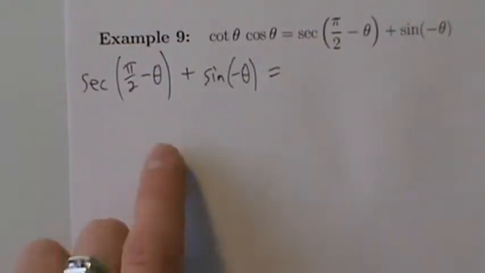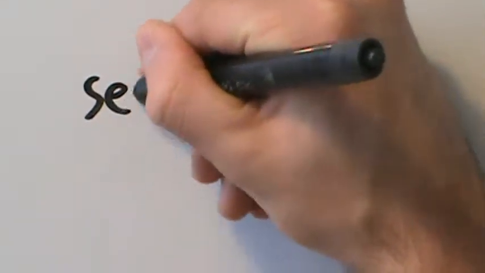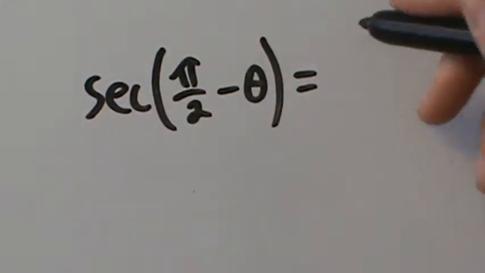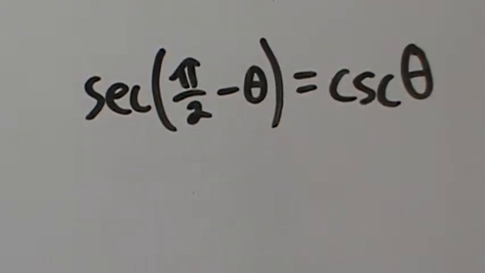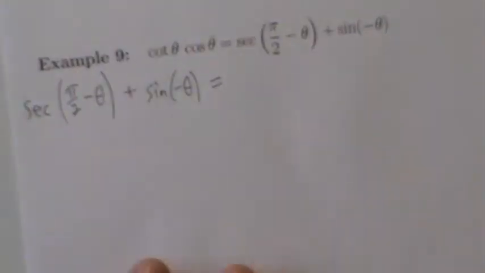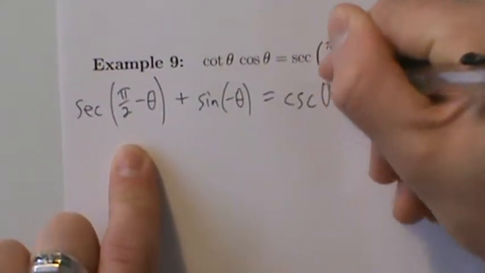Okay, so secant of pi over 2 minus theta. So remember from the complementary angle theorem, secant of pi over 2 minus theta is exactly equal to cosecant of just plain old theta. And that is a really nice simplification. That's great, really helpful for us. So we're just going to use this fact. We talked about this in an earlier video and saw why that's true a little bit. So let's use that fact. Okay, so secant of pi over 2 minus theta is cosecant of theta.